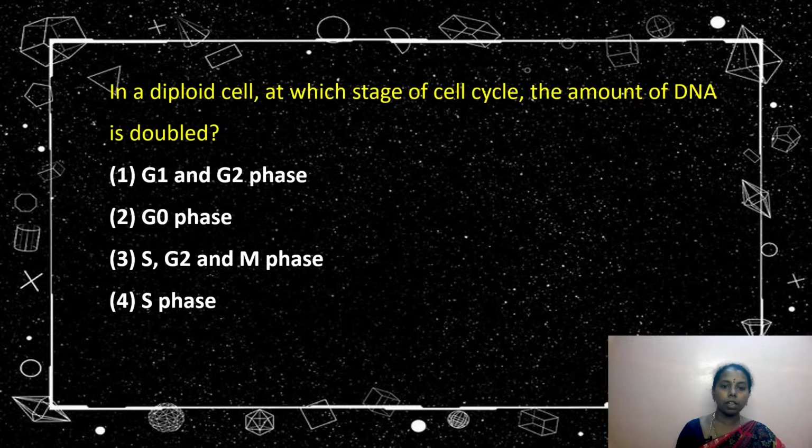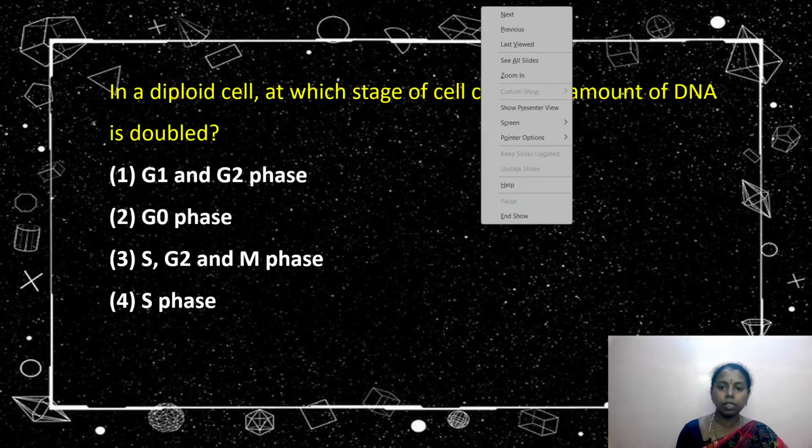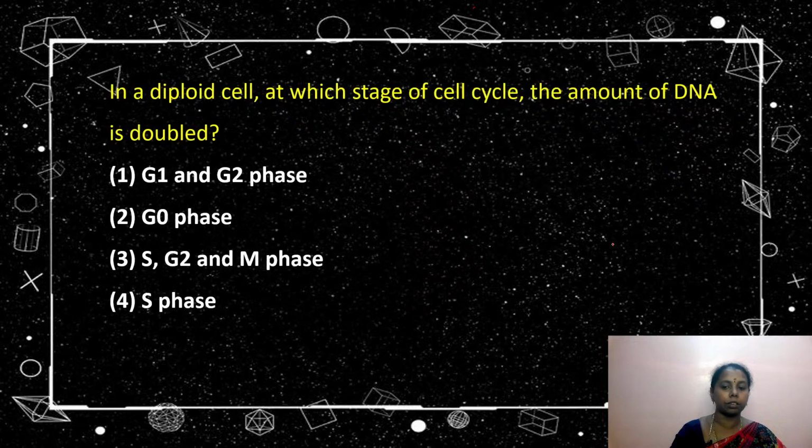In a diploid cell, at which stage of the cell cycle is the amount of DNA doubled? The DNA gets doubled during which phase, is the question.